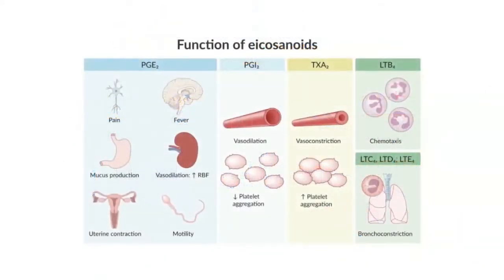Now, continue as a summary. The functions of eicosanoids. Prostaglandin E2 promotes pain, fever, mucus production, vasodilation and uterine contraction, and even increases sperm motility. And just an extra information, prostaglandins sound just like they're related to the prostate gland.